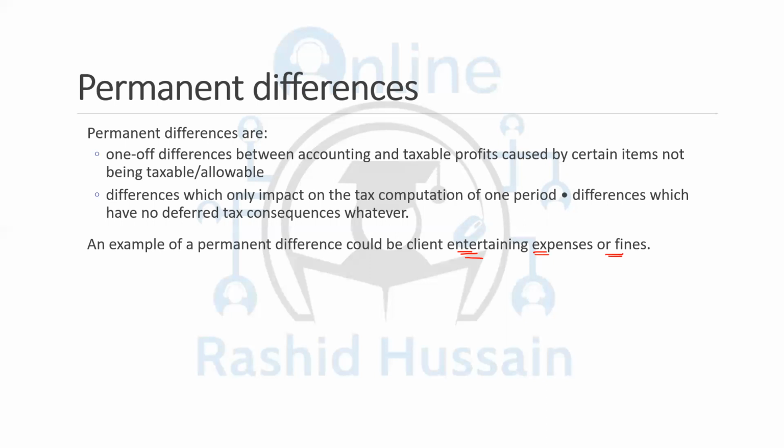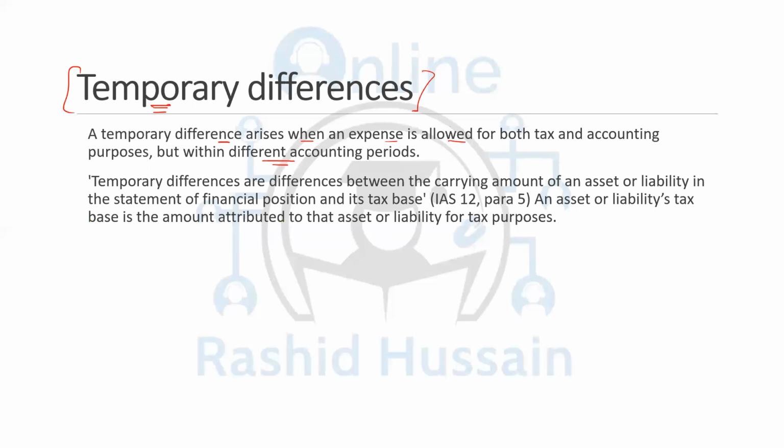So the things which are not being accepted by the taxation authority now and even in the future will give rise to the permanent differences, and there is therefore no accounting for those permanent differences, no deferred tax consequences. We will be only dealing with the temporary differences, and that's it.